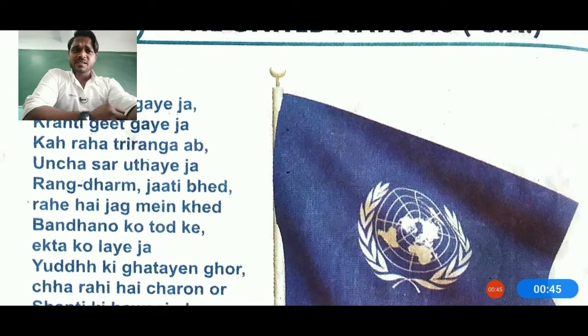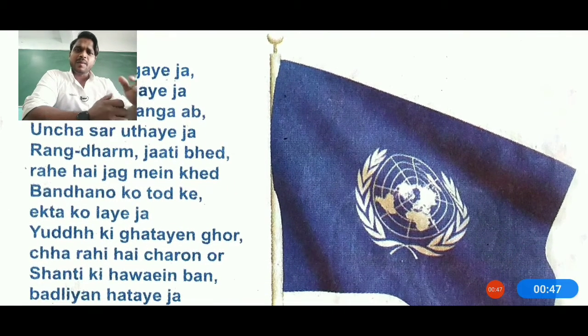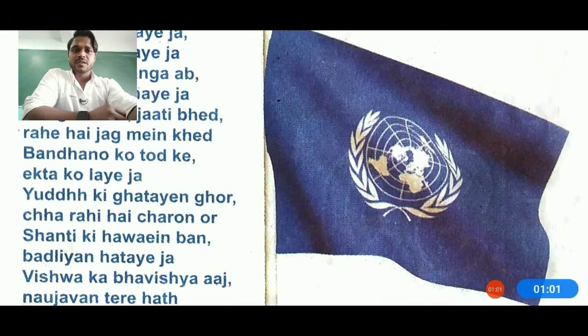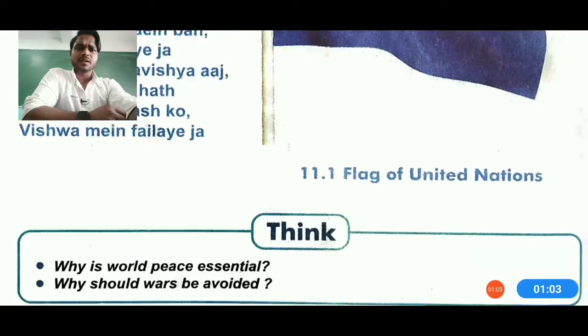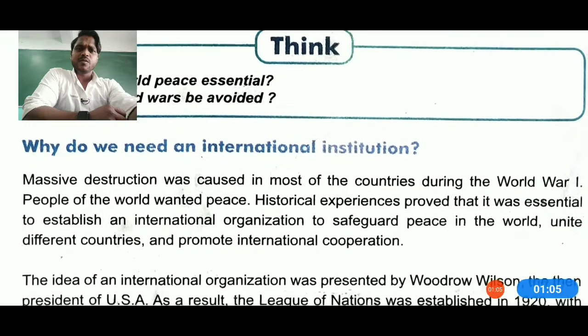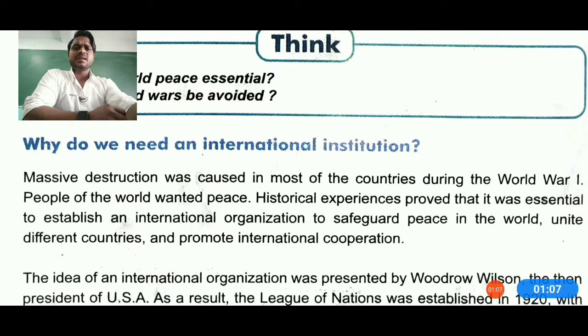The United Nations was created to bring about amalgamation, and it has been organized to make proper benefits between people, and also to establish peace and a brotherhood relationship between the nations. You can see the flag of the United Nations. Now if you go further, you can understand why we need an international institute.